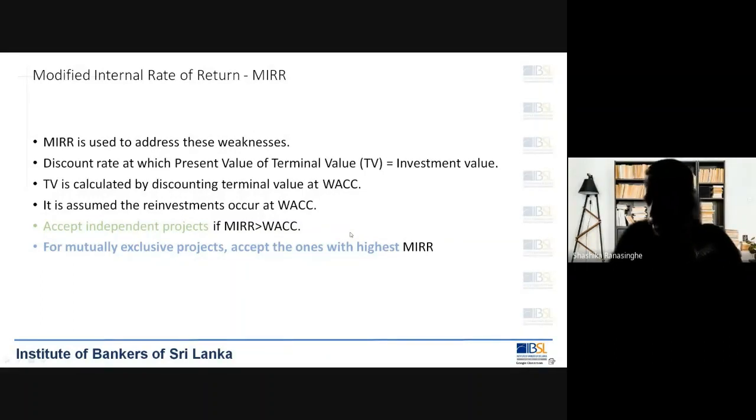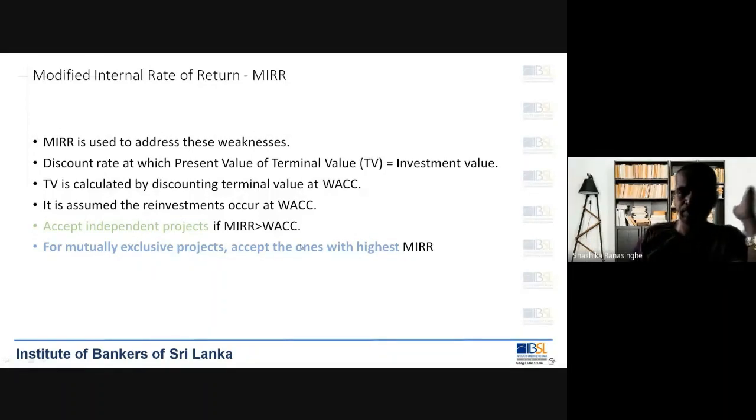If projects are independent, again this is a return. So if modified IRR is greater than the weighted average cost of capital, then you should accept, because the return is more than the cost of capital. That's the easiest way of remembering. Return is more than the cost, you accept the project. For mutually exclusive projects, accept the one with the highest MIRR, as long as your modified IRR is more than the cost of capital.